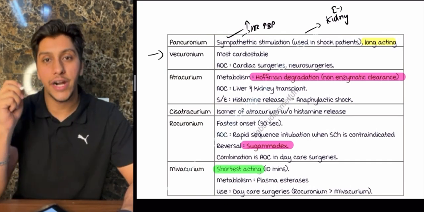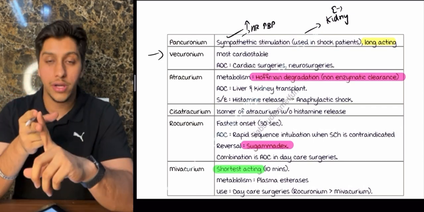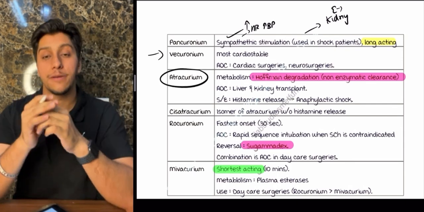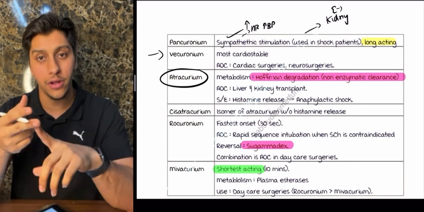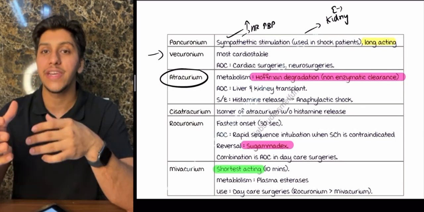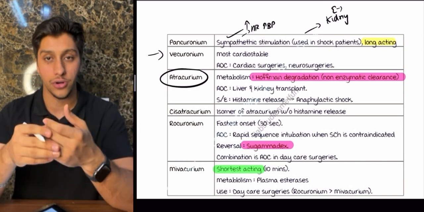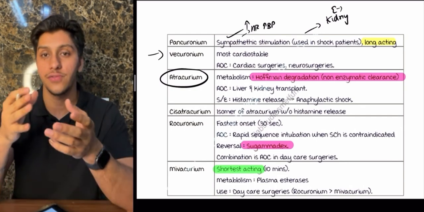Vecuronium is the most cardiostable drug. That is why we can use this drug in cases of cardiac surgeries or neurosurgeries. Atracurium. Why atracurium is important is because of the elimination. Normally all the drugs are eliminated by the liver or the kidneys, mostly by the liver. So in conditions, mostly these drugs which are eliminated by the liver, we cannot use in case of any liver failure or any liver disorder, right? And same thing, you can't use the drugs which are eliminated by the kidney in case of a kidney failure.